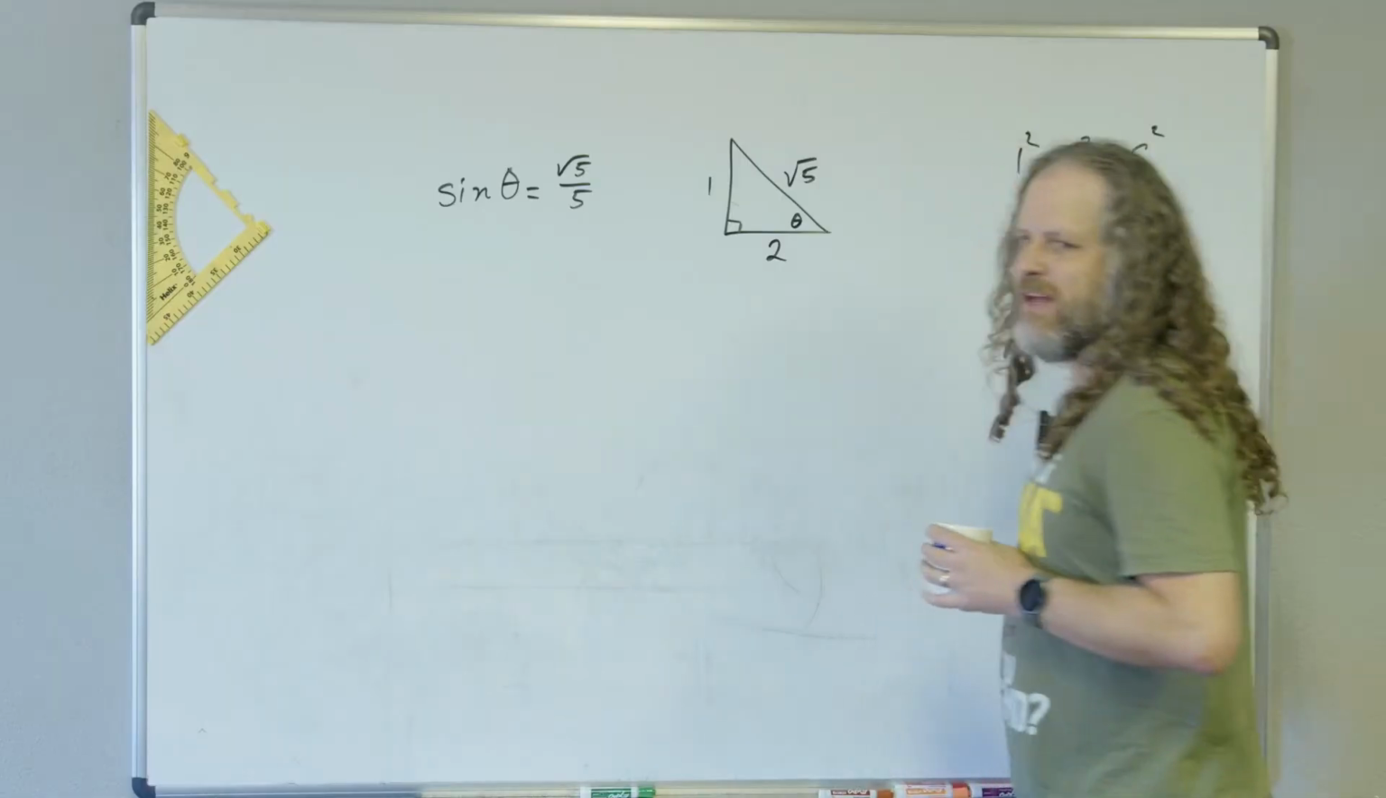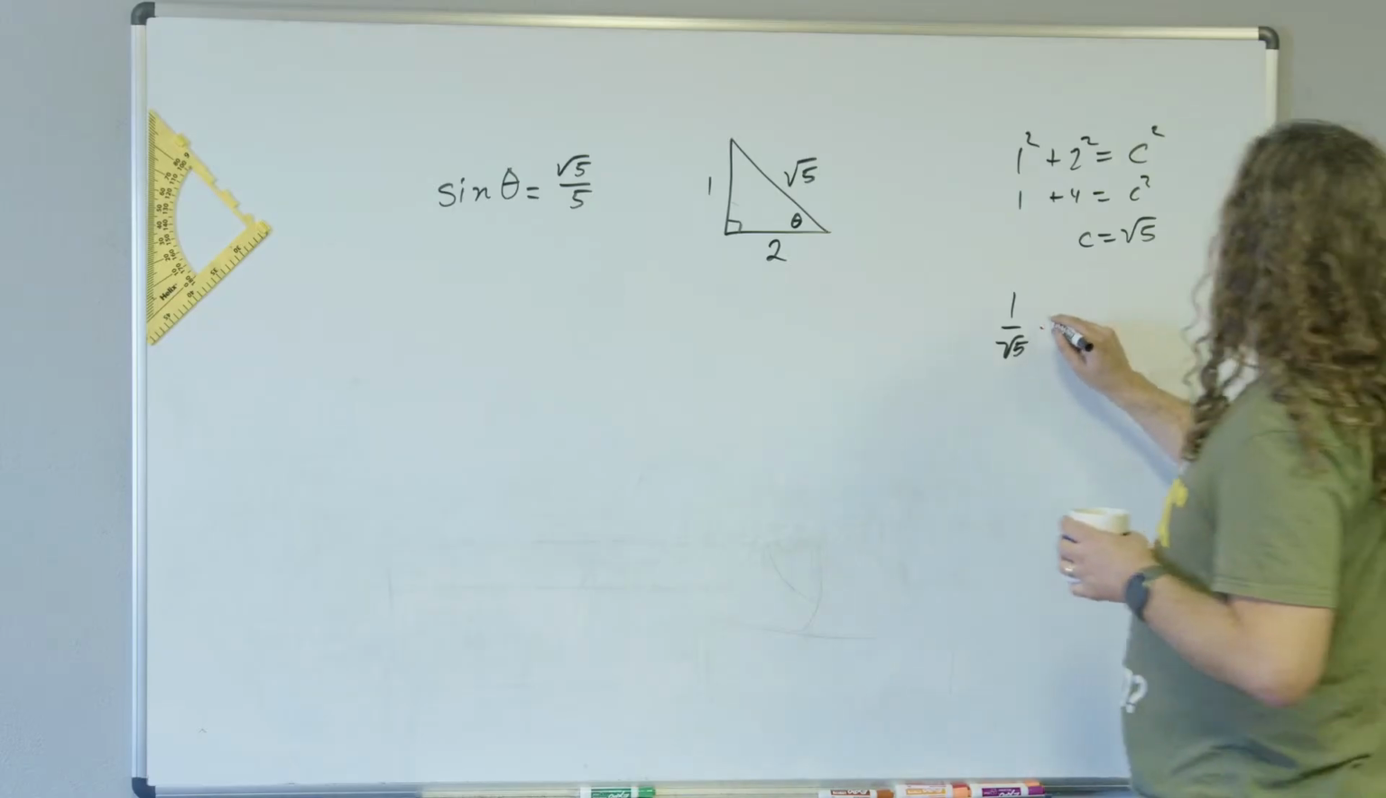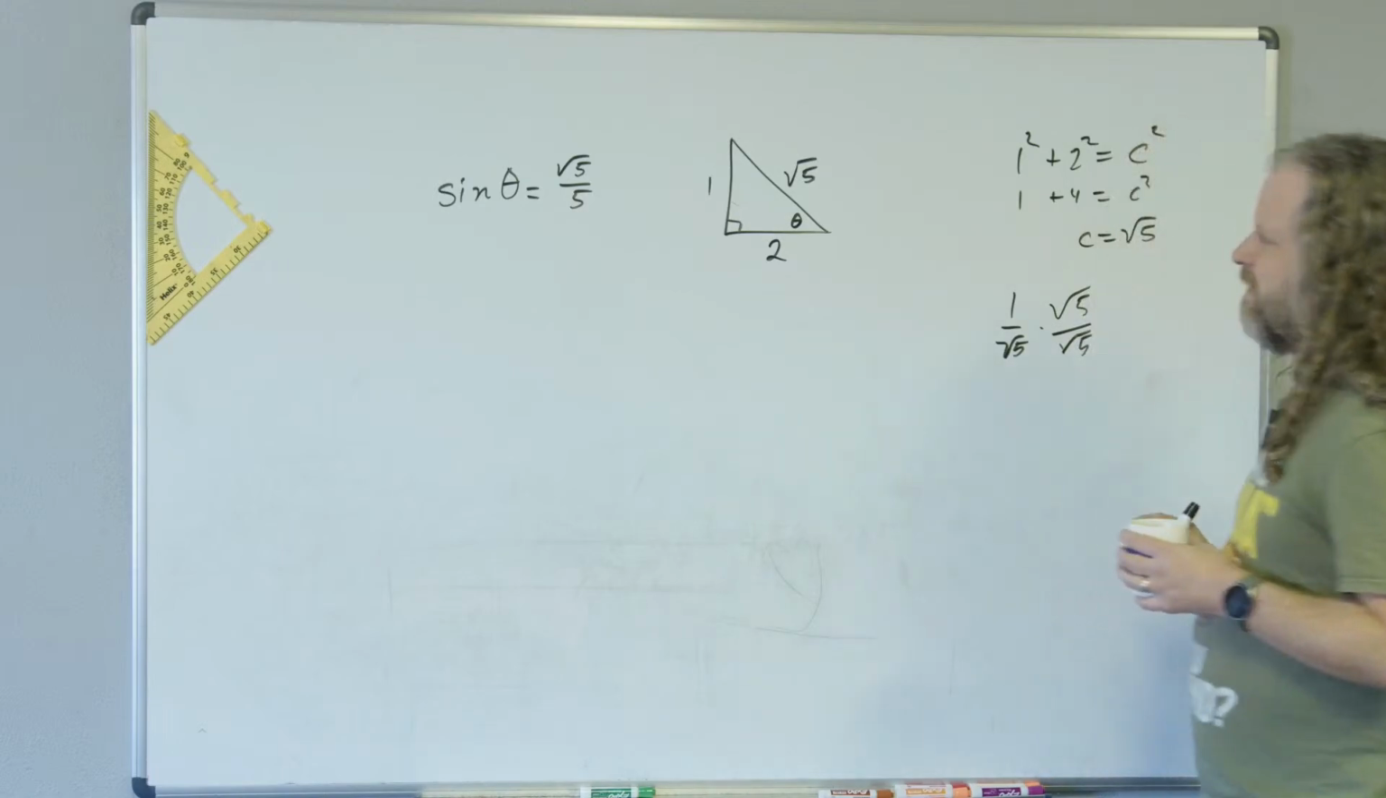That's ugly. We don't like that, so we got to fix it, right? We have to rationalize it. How do we do that? Square root of 5 over square root of 5. And it becomes 5 on the bottom.